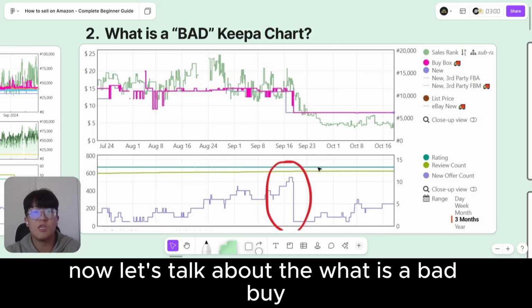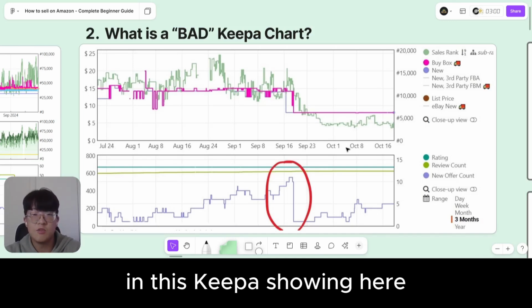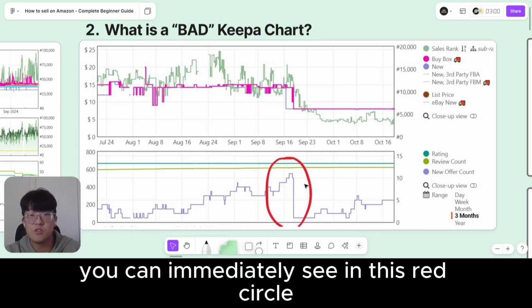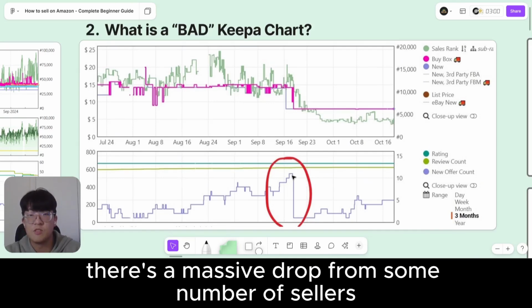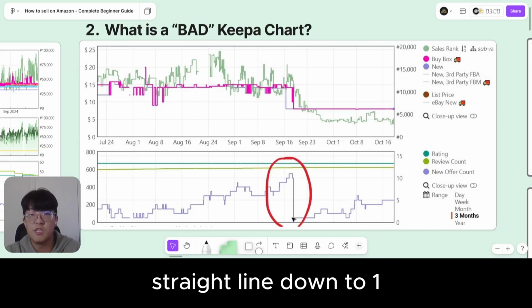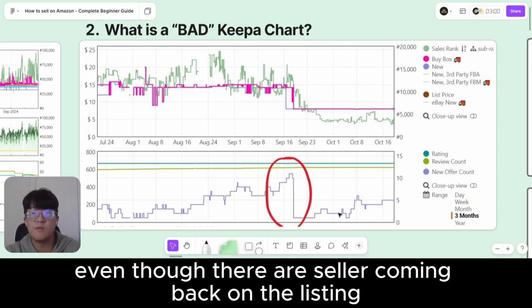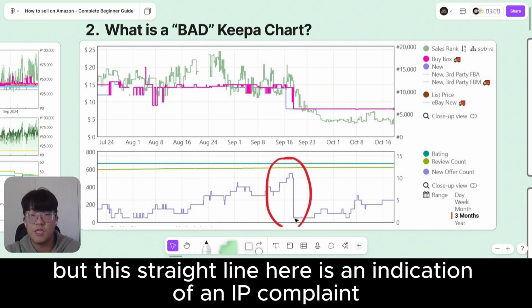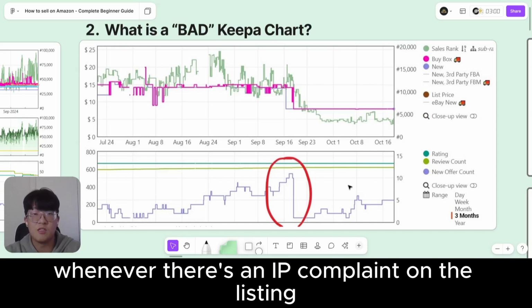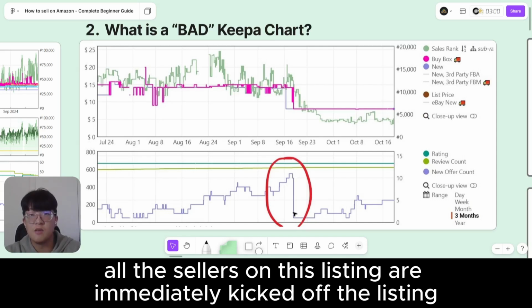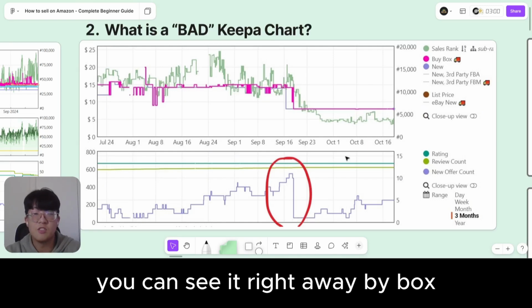Now let's talk about what is a bad buy. In this Keepa chart showing here, you can immediately see in this red circle, there's a massive drop from some number of sellers, a straight line down to 1, even though there are sellers coming back on the listing. But this straight line here is an indication of an IP complaint. Whenever there's an IP complaint on the listing, all the sellers on this listing are immediately kicked off the listing. They're no longer able to sell the product.